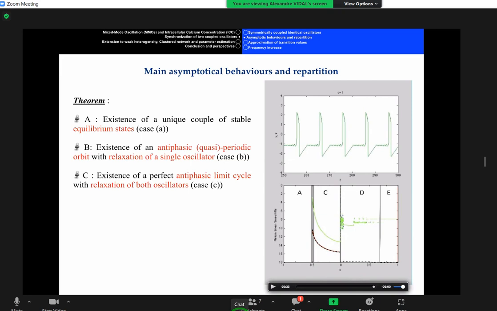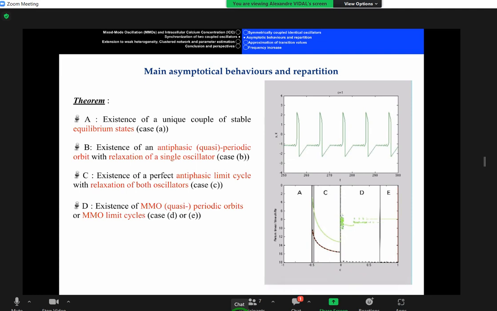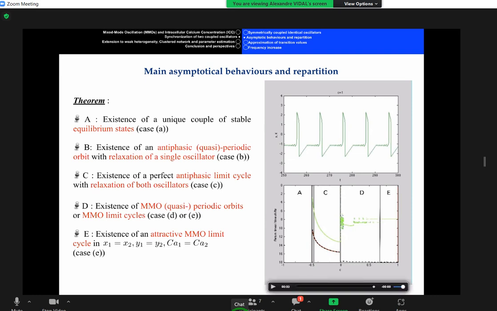And D is the existence of MMO quasi-periodic orbits and MMO limit cycles as well, meaning case D or E, perfect or almost in-phase synchronization. And the existence of an attractive MMO limit cycle in case E here. So it is really for x1 equal x2, y1 equal y2, ca1 equal ca2, meaning that both oscillators act exactly the same.